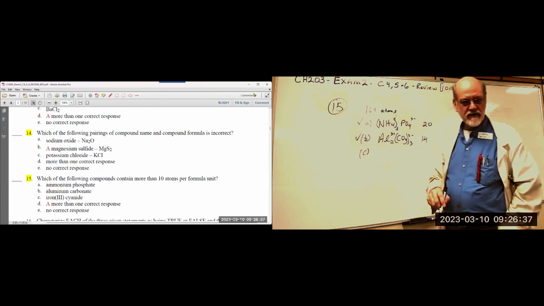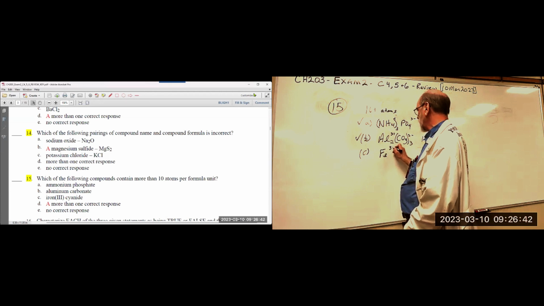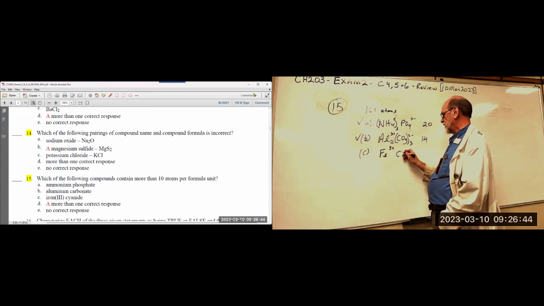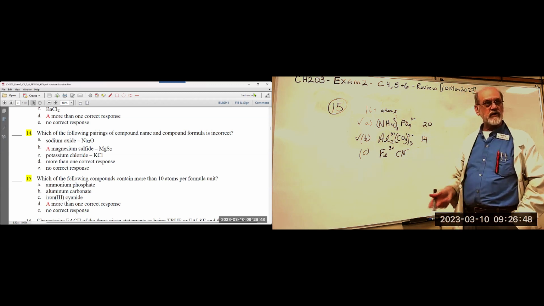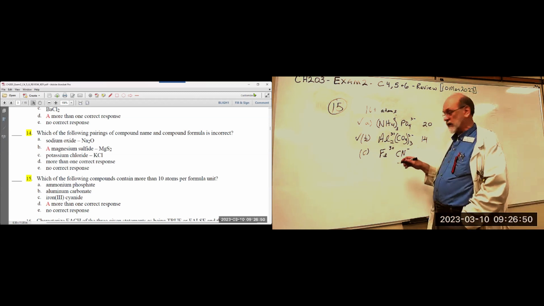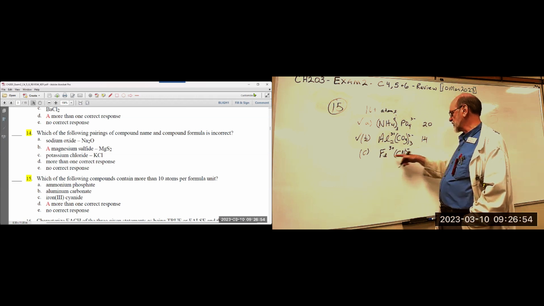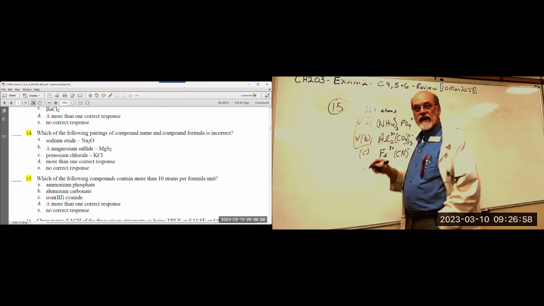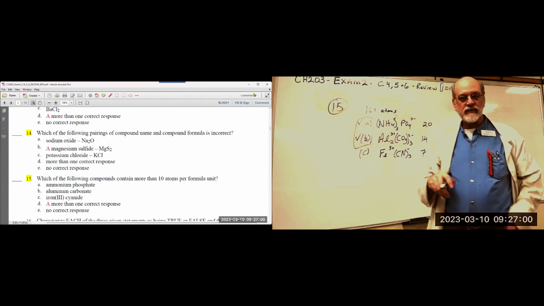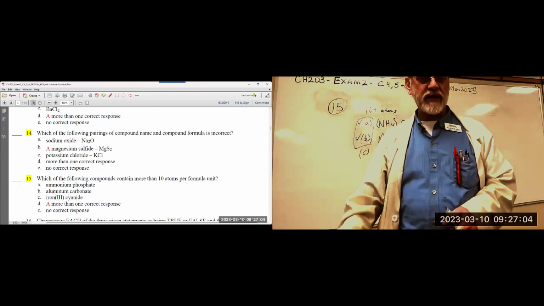How about C? Iron 3 cyanide. This has a 3+ charge because it told you it did. Cyanide has a -1 because it's a polyatomic ion, and you just look it up on your chart. You see that's -1. So this one has 3. So this is 6 plus, that's only 7. Right, so these are the only 2 that have more than 10 atoms per unit. D is the answer. More than one correct response.